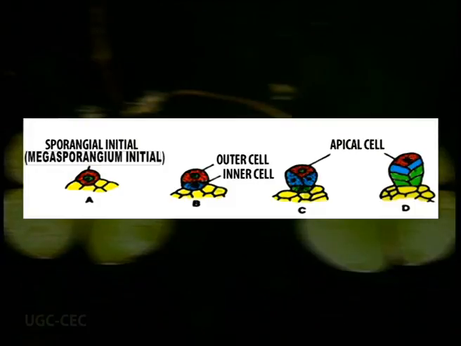It divides transversely, forming an outer cell and an inner cell. The entire sporangium develops from the outer cell, and the inner cell takes no part in its development. In megasporangia, all spores degenerate but only one remains. These degenerated spores form a nutritive tissue, and the spore which remains grows in size at the expense of the others, forming a single large functional megaspore.